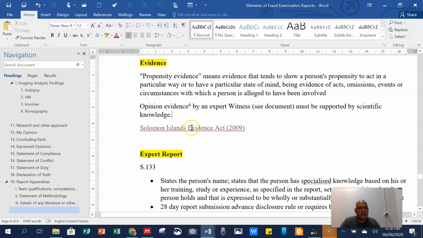So opinion evidence is referring to the supported scientific method to do your opinion, or if it's not scientific-type evidence to be collected, like normal accounting or other documents captured through reports of the fraud examination, it is much easier. So again, propensity evidence as well as opinion evidence, they are also defined in this act.